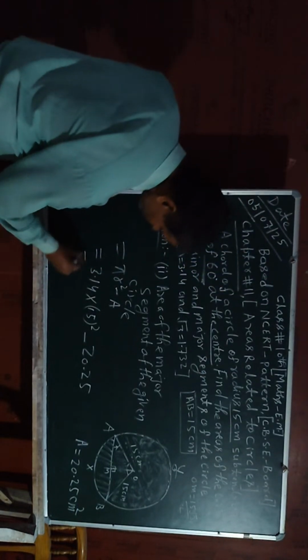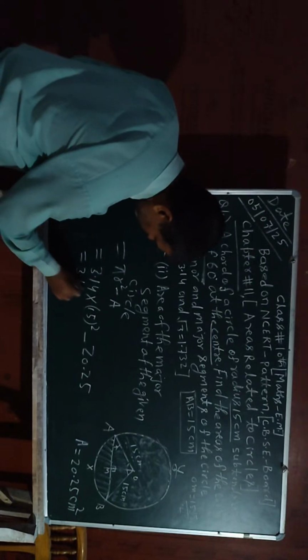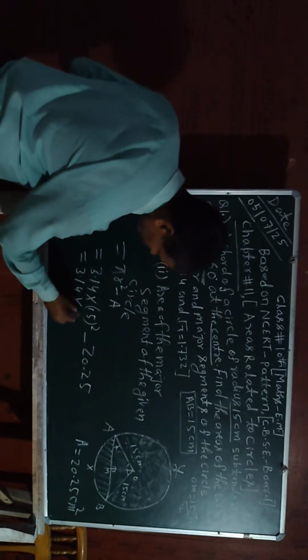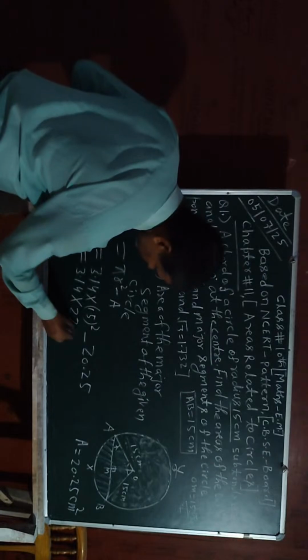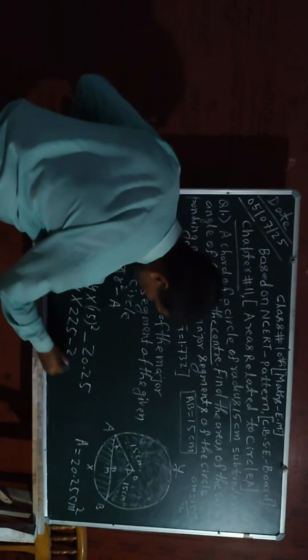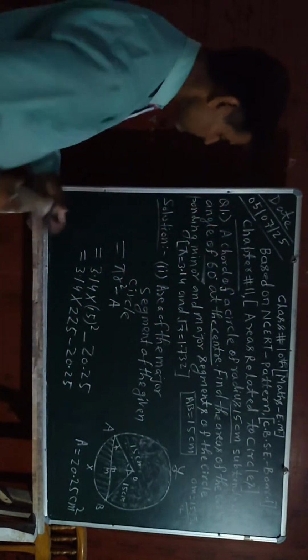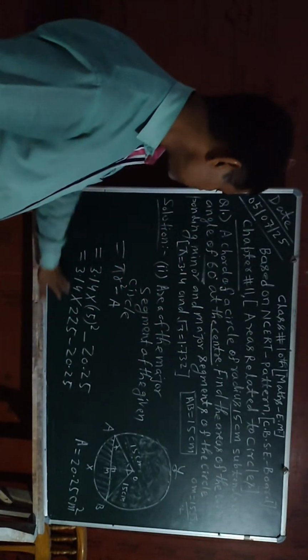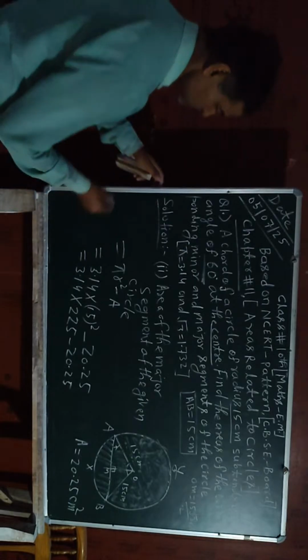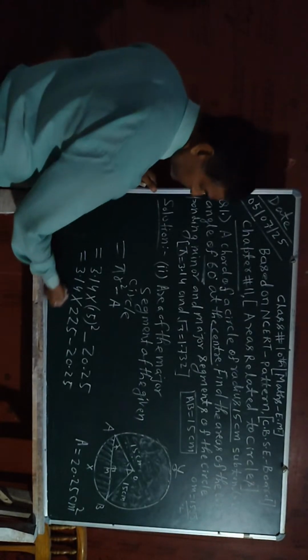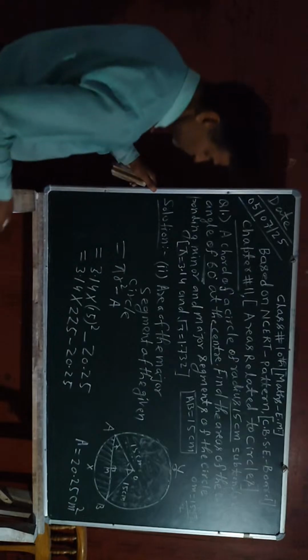Okay, here I am going to write 3.14 into 15, that will be 15 square, that will be 225 minus 20.25. Now further I will multiply this one and this one, and then I will subtract from this term to this term, and then we will get.